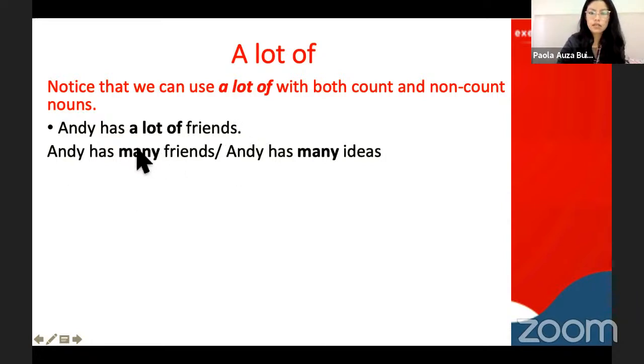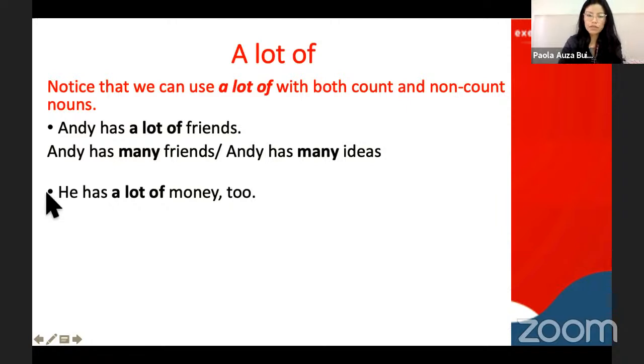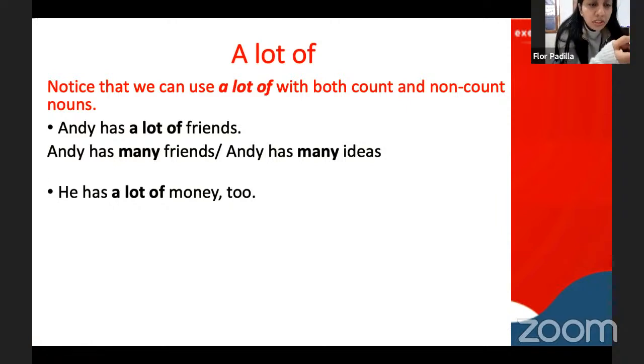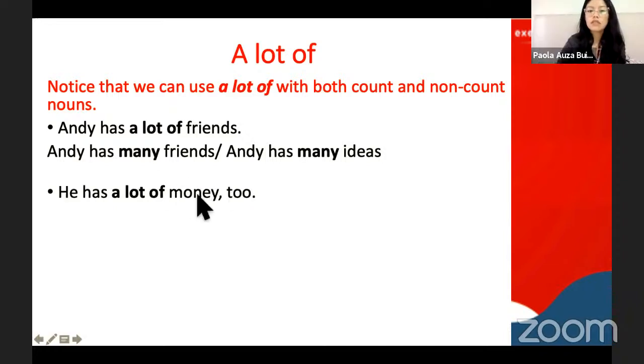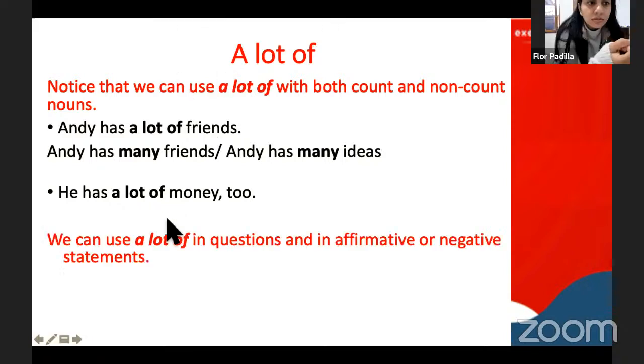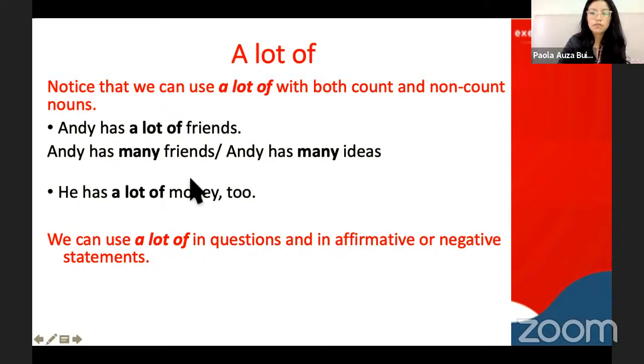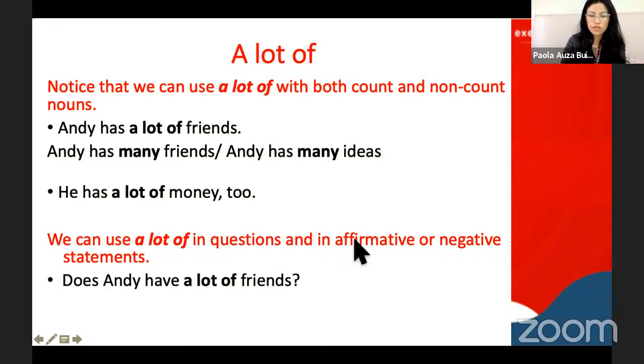So in this case, because this is countable, we can use many. He has many friends and many ideas, countable. Let's see the second example. Could you read the second one, please? He has a lot of money too. Excellent. Is money countable or uncountable? Uncountable, yes, excellent. So because money is uncountable, we use a lot with that too. A lot helps us with both. And we can also use a lot of in questions and affirmative or negative statements. It could be used for anything basically.